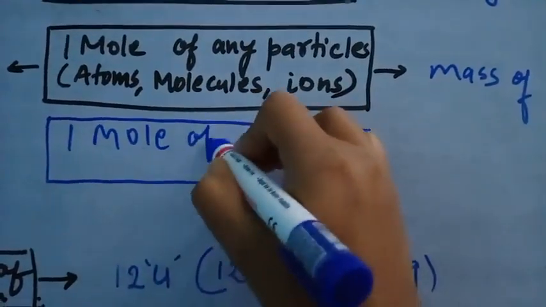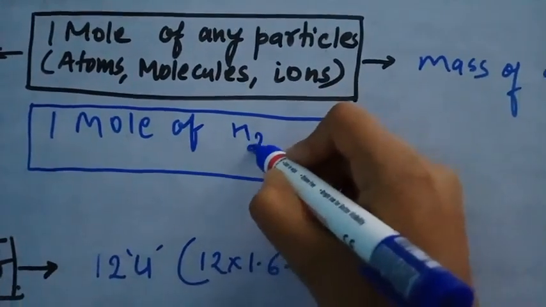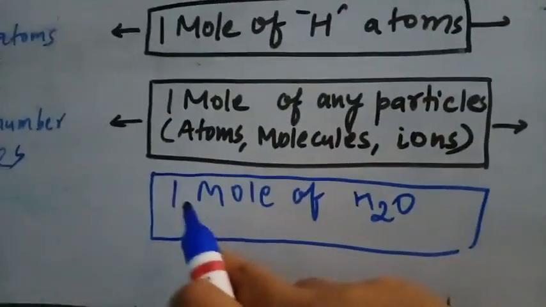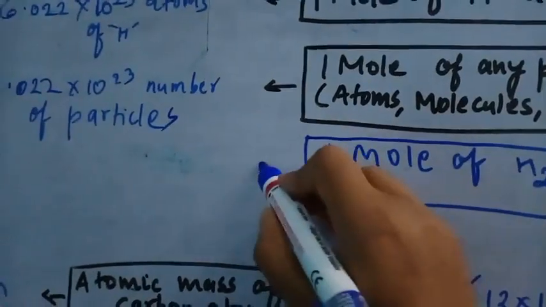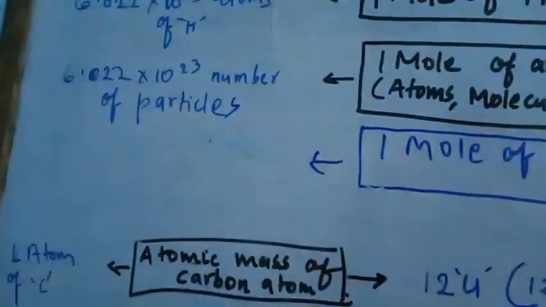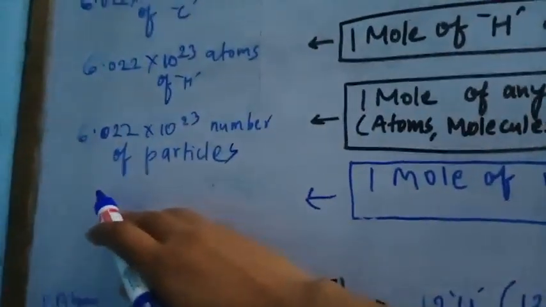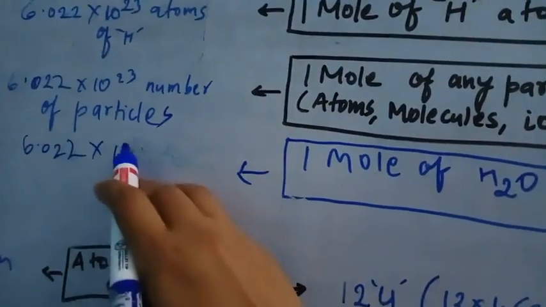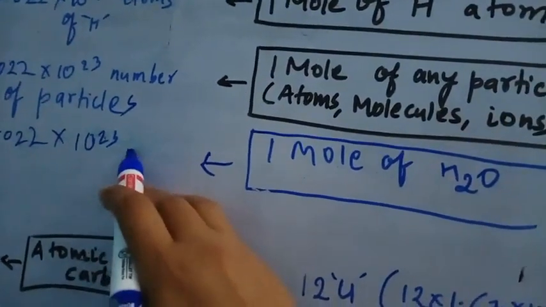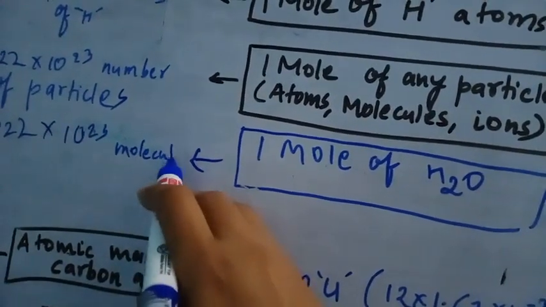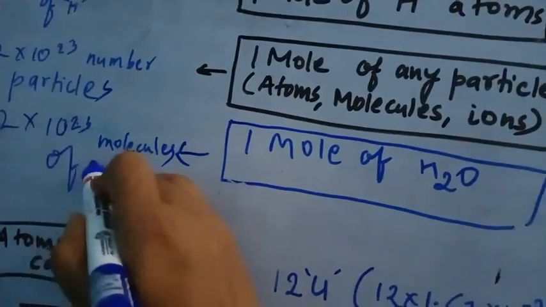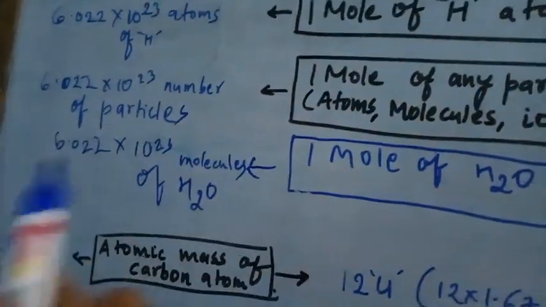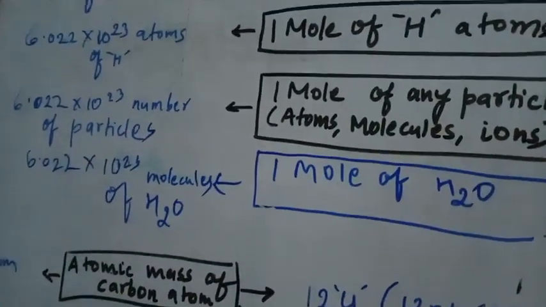mole of water. Water is a compound, water is a molecule. So 1 mole of water means not one molecule, because it contains how much? Avogadro number of molecules, 6.022 into 10 to power 23 molecules of water. So 1 mole of water represents this much Avogadro number of molecules of water.